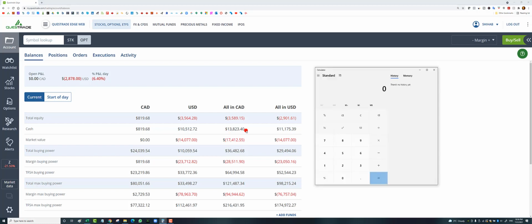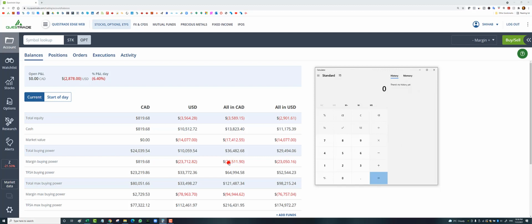So if I had only cash in my account and it wasn't linked to my TFSA, my cash is basically my buying power. If I start off with an account that has 100,000 in cash only, then my total buying power would be 100,000. So now I can see that I've got 13,823 in cash, all combined in Canadian, and my margin buying power here is negative. I've got a negative 28,511. So this margin buying power line should tell me what I have available. Now instead of having a positive number, I have a negative number.